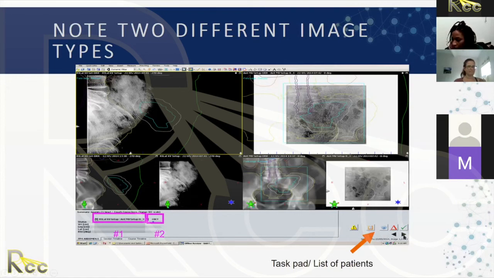These buttons right here allow you to move from image to image. So here it shows you that there's one of two images and you're looking at image one and two of three because you have a KV, an MV setup, and then a cone beam. So if you click on this black button, it moves you over to the cone beam CT.